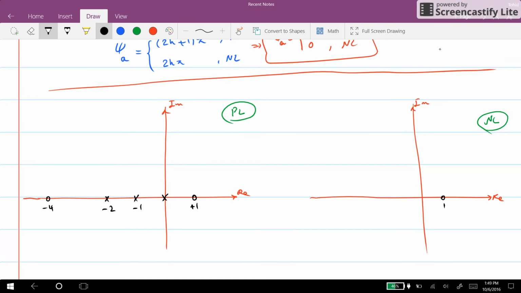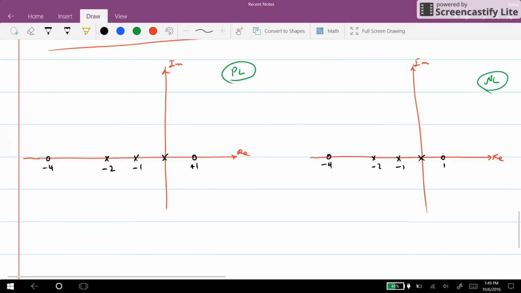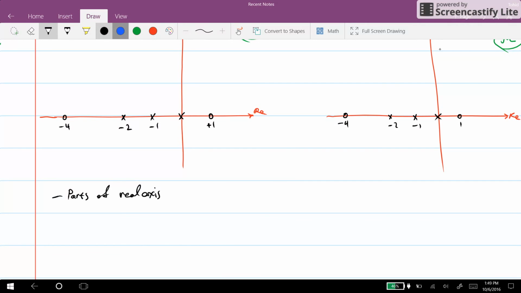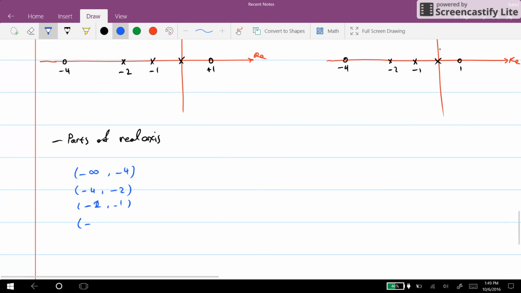And the same thing here, zero, pole, pole, pole, and another zero. So we can determine which parts of the real axis belong to the root locus. We have different segments here, from -infinity to -4, from -4 till -2, from -2 till -1, from -1 till 0, 0 till 1, and from 1 till infinity.